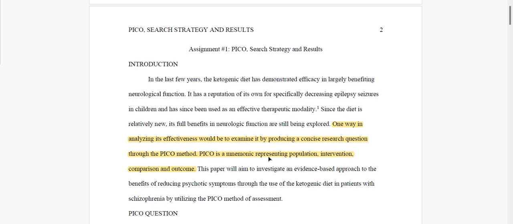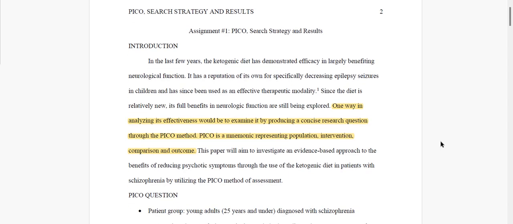We know that. We already understand that you're doing this PICO assignment for the purposes of identifying literature related to your clinical question. What I think would be more valuable is getting into the background as to why. So in this particular introduction here, the author is discussing the ketogenic diet and its known efficacy for neurologic function, and then goes on to say, let's specifically look at it as a treatment for a particular patient population.